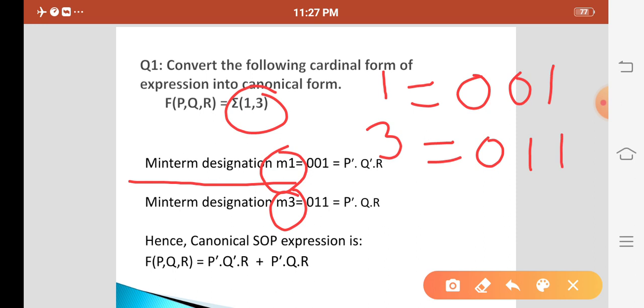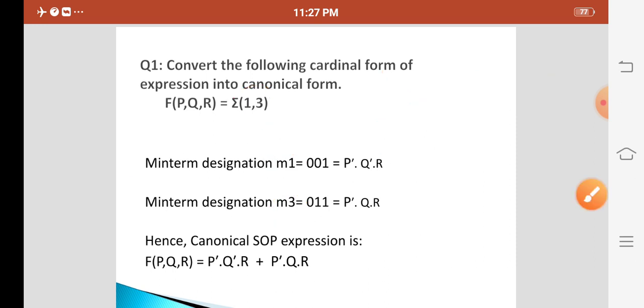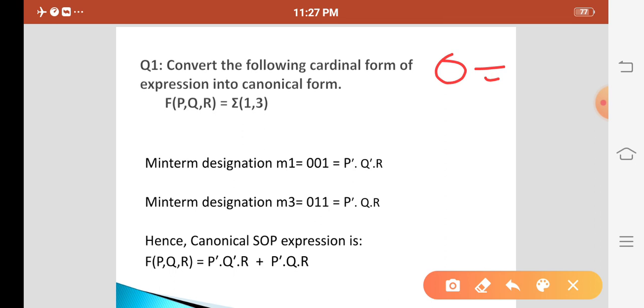This also we have discussed in the previous videos, how to find out, right? So you should just keep this in your mind. Remember it, that the binary equivalent of 1 is 001, the binary equivalent of 3 is 011. And in case of SOP expressions, what we generally do, 0 means complemented variable and 1 means uncomplemented variable.